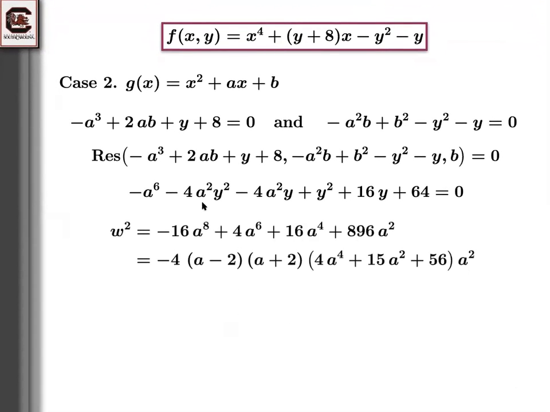But if I look at the discriminant of this as a polynomial, this is a quadratic in y, look at the discriminant, it has to be a rational square. So again, that's going to be an integer square then, but w squared has to equal this. Now, you can see a negative sign here.